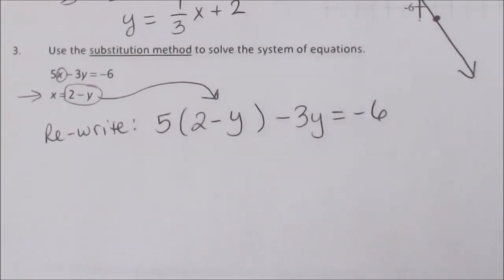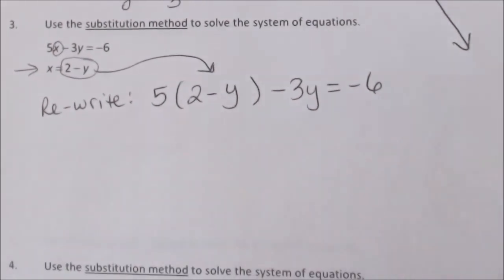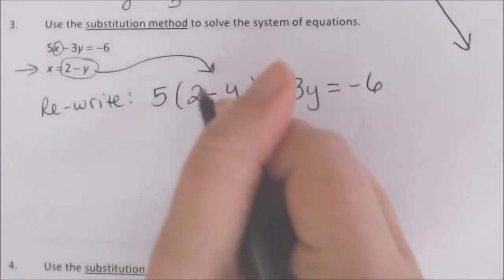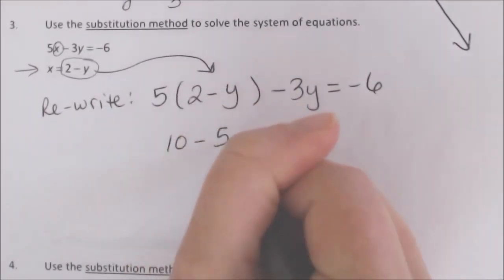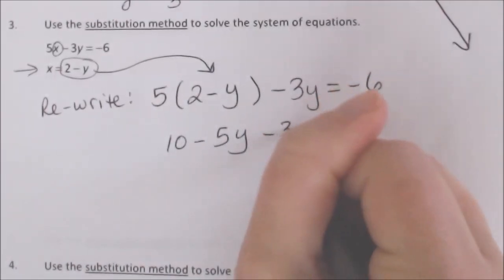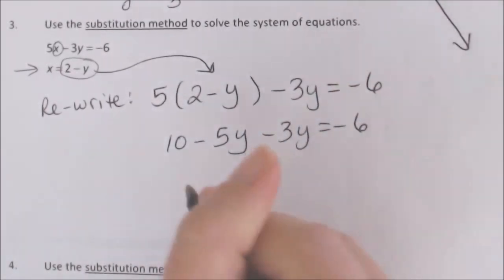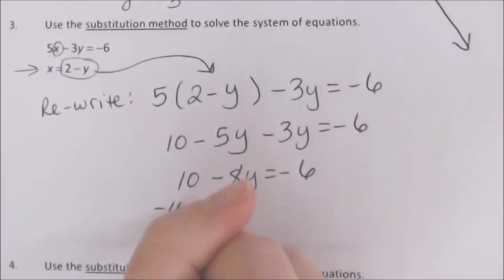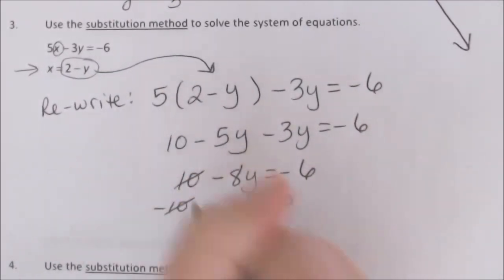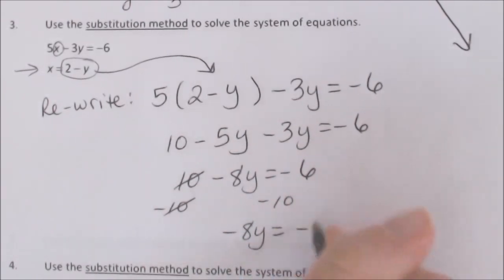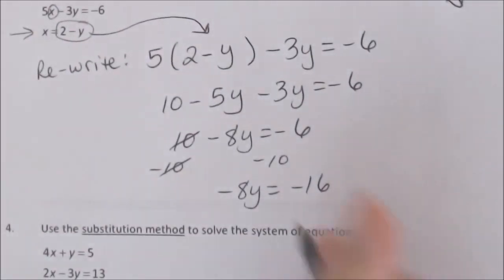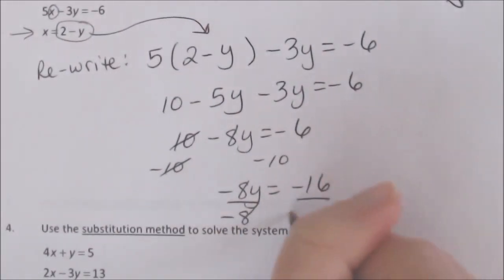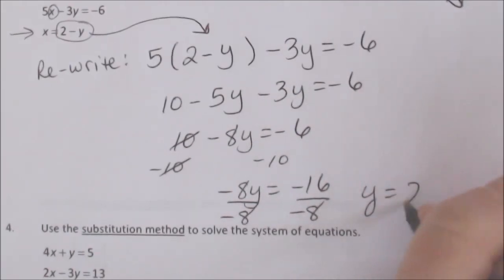Then we're going to solve it like a normal equation. The point of this is to get it so we only have one variable to work with. So I'm going to distribute the 5. And then we have like terms we can combine. So let's do that. And then minus 10 from both sides. So I get -8y equals -16. Divide by -8, I get a y value of 2.